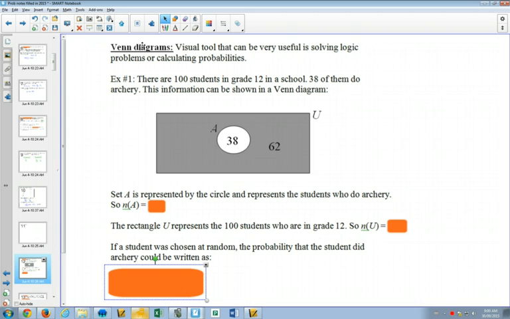Okay, maybe not, but there will be some that if we don't draw a diagram, we won't be able to figure them out. So that's our event A, who do archery.